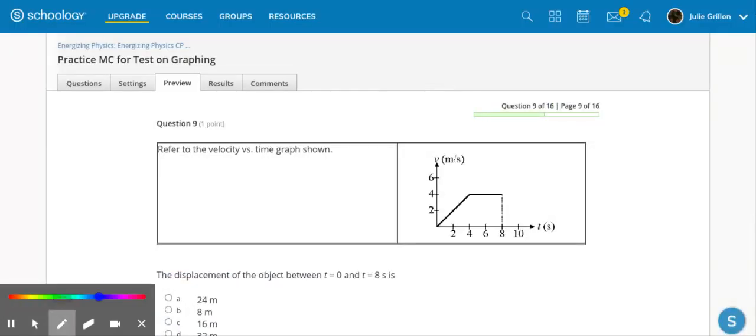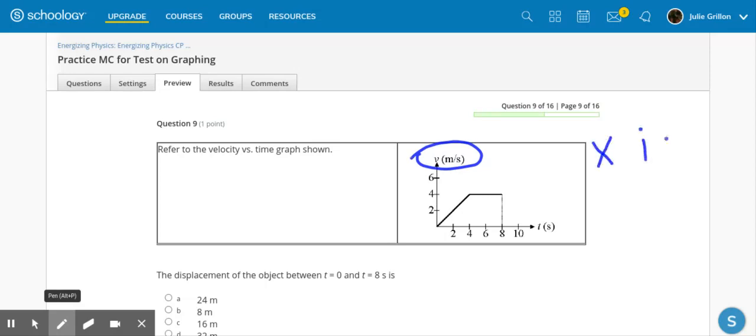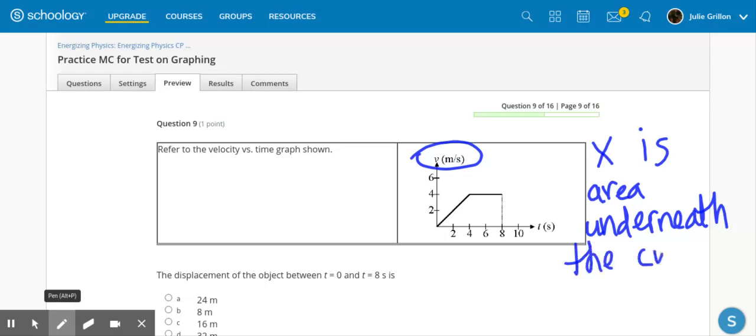All right, take a look at that velocity-time graph. The displacement between t equals 0 and t equals 8 is displacement, or position. So x is the area underneath the curve, or between the line and the horizontal axis. In this case, it's going to be positive because it's all above the horizontal axis. So I'm going to divide this. This is a trapezoid.